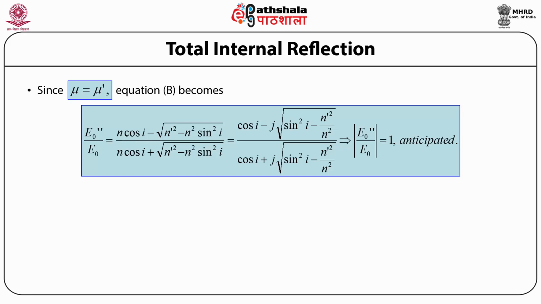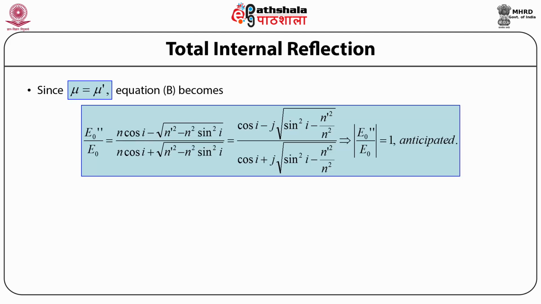Now from this relation we see that if we take the modulus of the ratio of the amplitude of the electric field of the reflected wave to that of the incident wave, then the terms containing the imaginary part, that is j, which is equal to under root of minus 1, both in the numerator and the denominator get cancelled out, and what is left is only cos of angle of incidence divided by cos of angle of incidence. Therefore, the modulus of the amplitude of the electric field of the reflected wave divided by the amplitude of the electric field of the incident wave is equal to 1, as was anticipated.